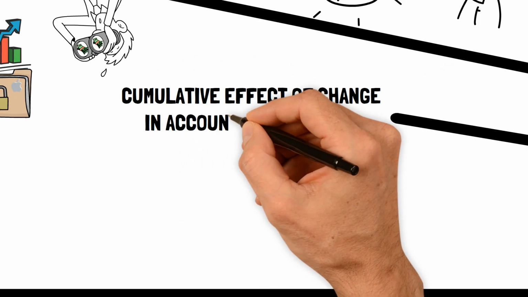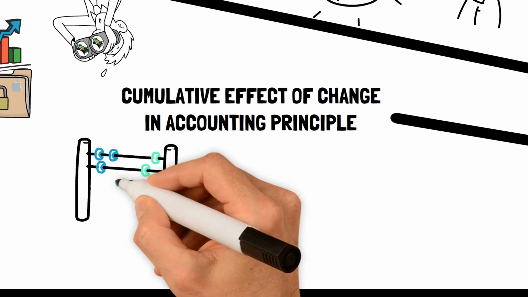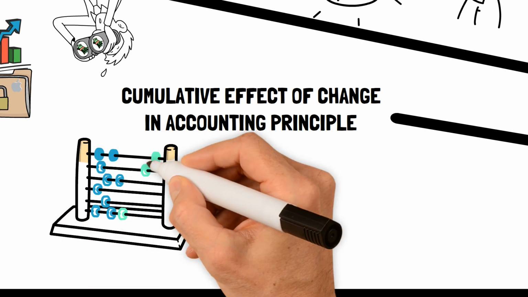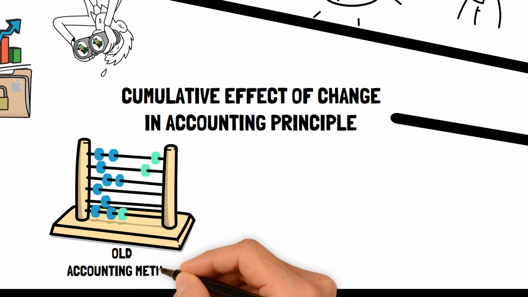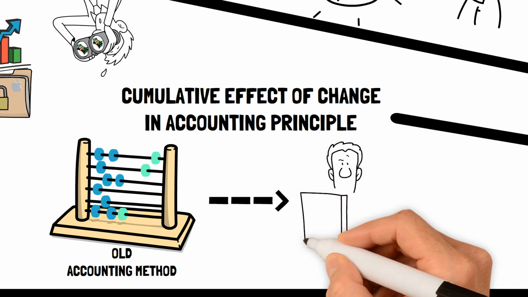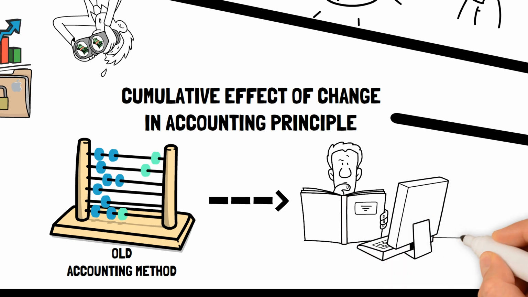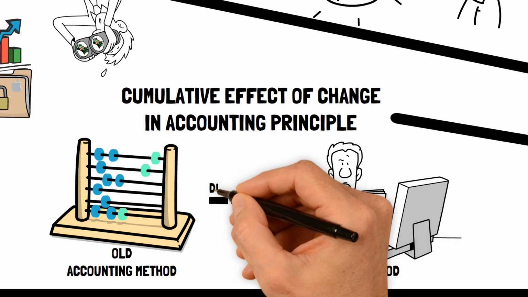in accounting principle. The cumulative effect of change in accounting principle refers to the impact that a change in accounting method has on the financial statement of a company in the current and future periods. The cumulative effect of a change in accounting principle is calculated as the difference between the previous accounting method and the new method applied retrospectively to all prior periods. This amount is then reported as an adjustment to the beginning balance of retained earnings in the current period.